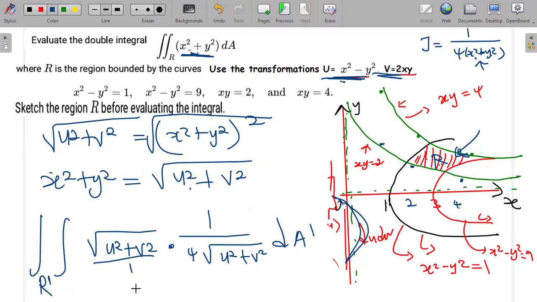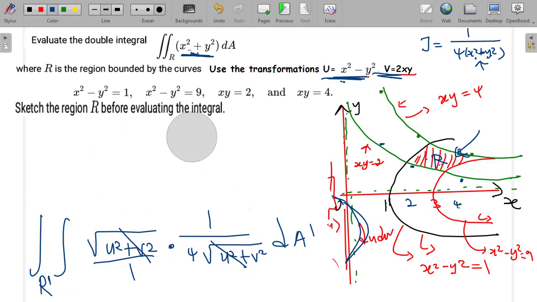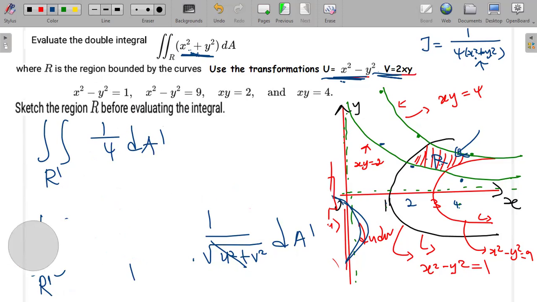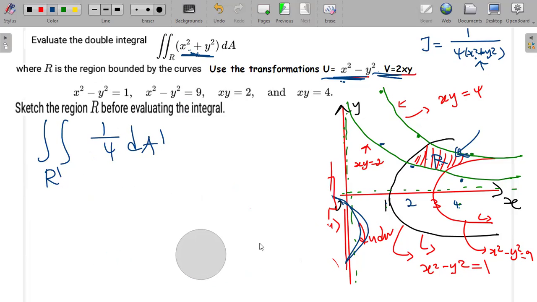So we see here that the root, this one and this one, will cancel. Okay, so what are we going to remain with? We're going to remain with the integral over the region R prime of 1 over 4, and then dA prime. Okay, so the only thing now is to find the region R prime. Remember we had said that u is equal to this part, right?